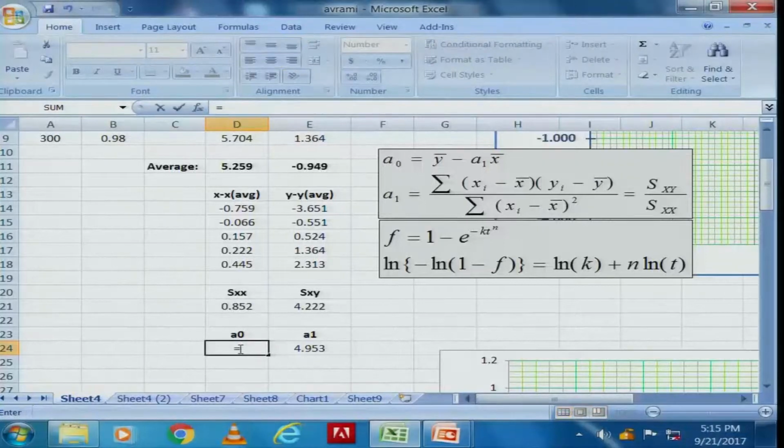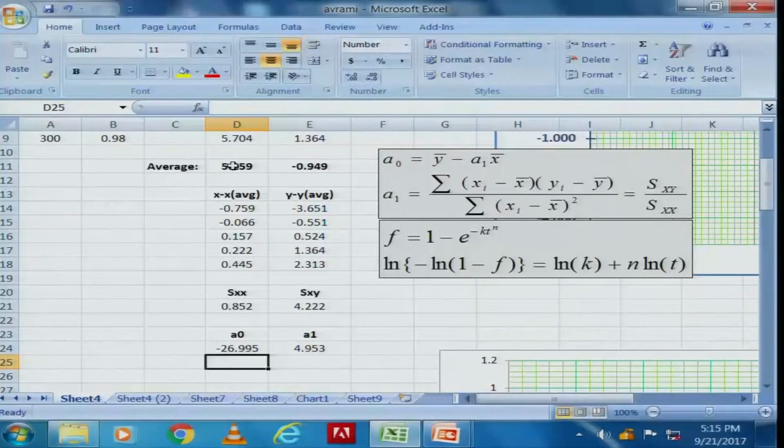Now, I will estimate A0, which is y bar, the average y, minus the value of the estimate A1 multiplied by the average value of x, and this gives me the value of minus 26.995. Now, this is in a nutshell the method of linear regression.